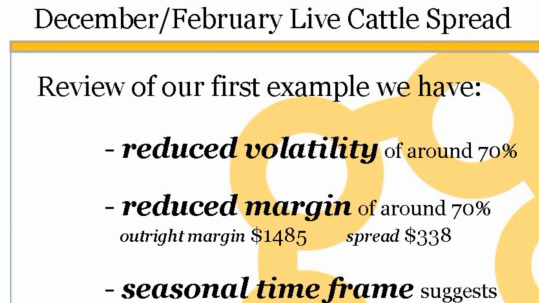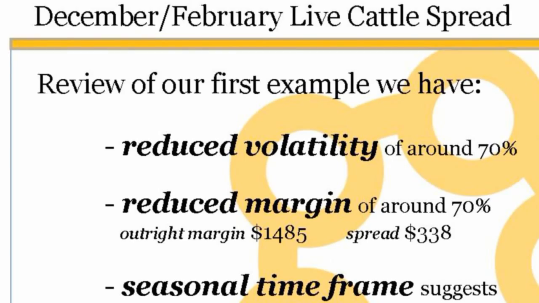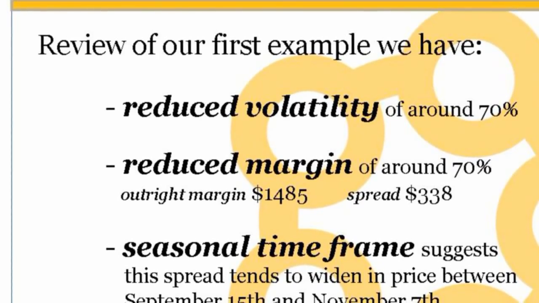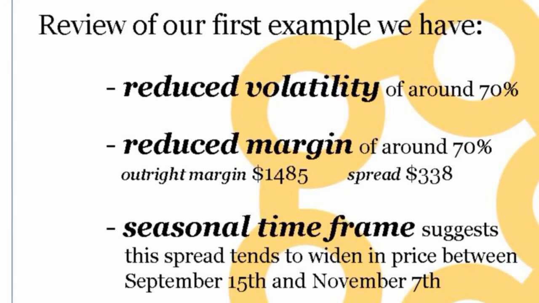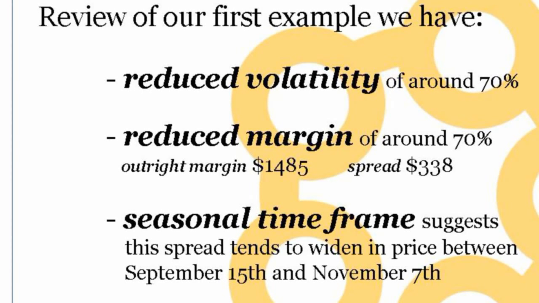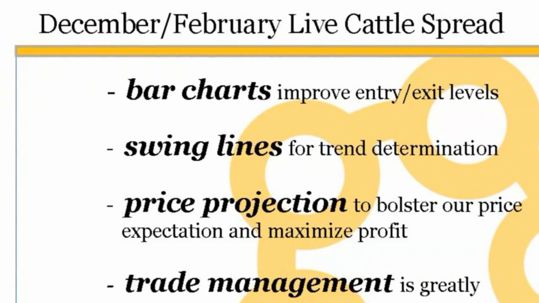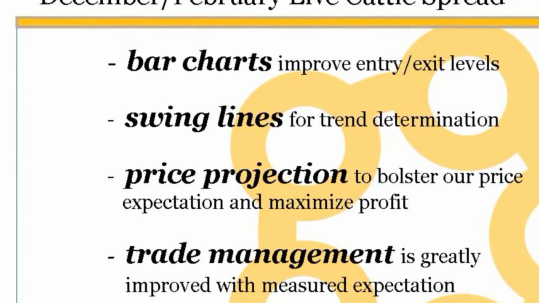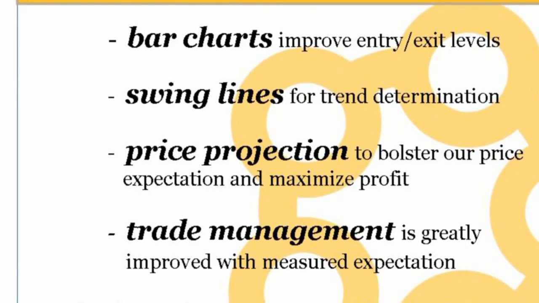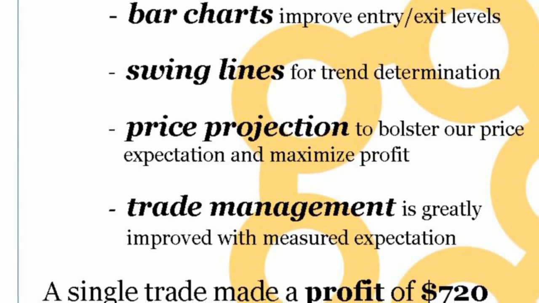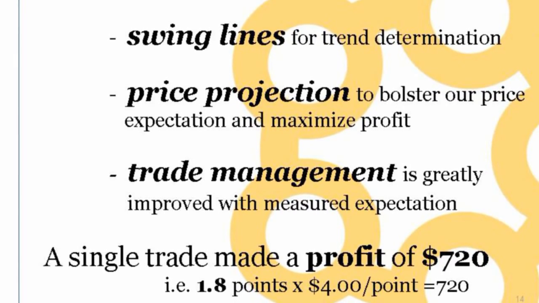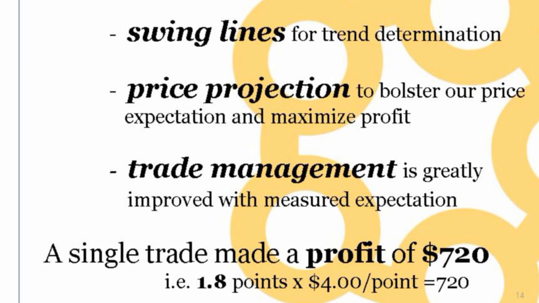Let's look at the key points. We have reduced volatility to that of an outright of around 70%, reduced margin of around 70% to that of an outright, anticipation for this spread to widen in price during the period of September 15th through November 7th based on our seasonal statistic. We have proven reliability of bar chart analysis as seen by the reversals, proven reliability for the accuracy of swing lines to identify specific longer-term trends, and the benefit of a proven measurement method for price projection derived from the very same swing lines. When you combine all these tools, you have a clear roadmap for taking control and applying effective trade management.